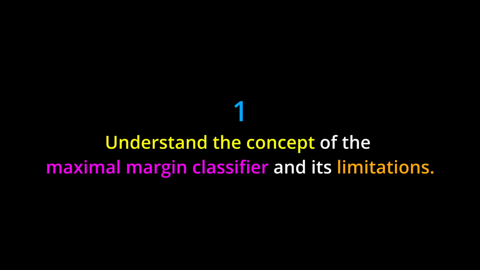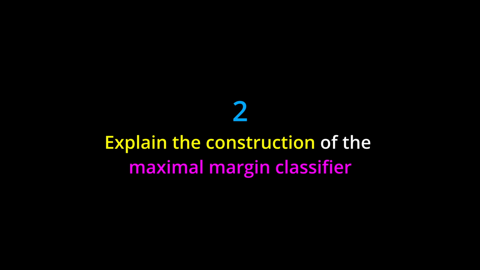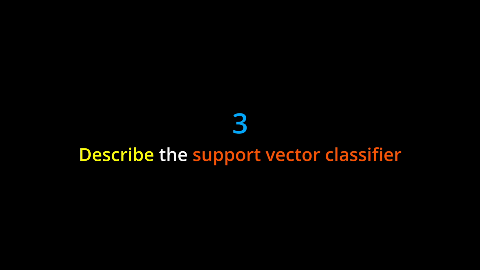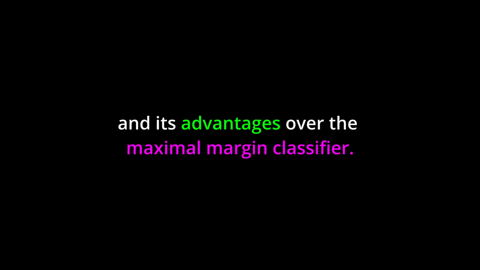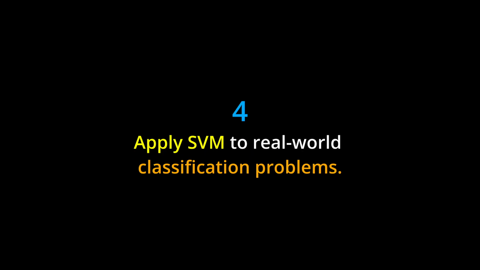Learning objectives. By the end of this chapter, you should be able to: 1. Understand the concept of the maximal margin classifier and its limitations. 2. Explain the construction of the maximal margin classifier and the optimization problem involved. 3. Describe the support vector classifier and its advantages over the maximal margin classifier. 4. Apply SVM to real-world classification problems.